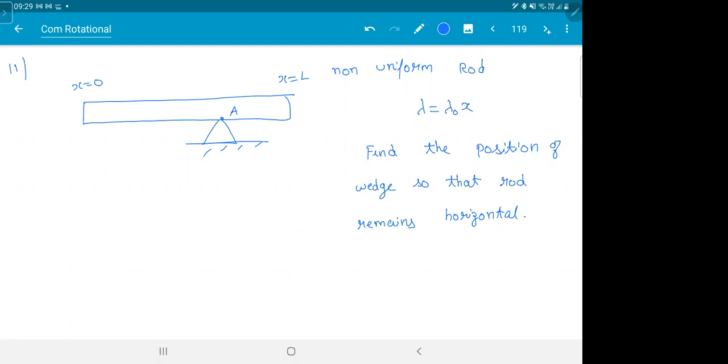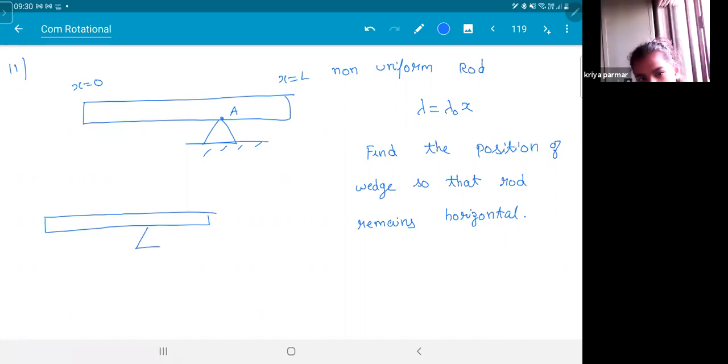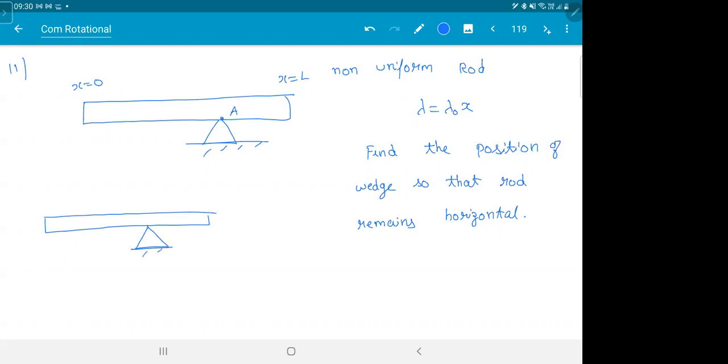See, what is the catch here? If I try to draw the FBD, how many forces are acting on the system? Anyone? Two. There are two. There's a normal reaction and there's a weight. Got it? Now, tell me one thing. If both are not on the same line, if they're like this, what will happen?